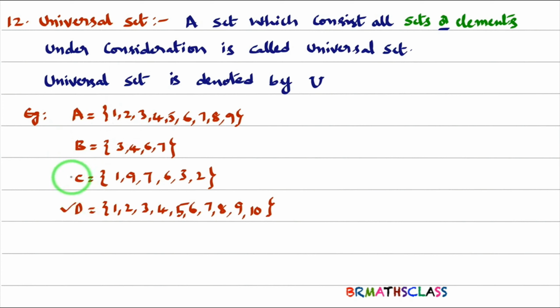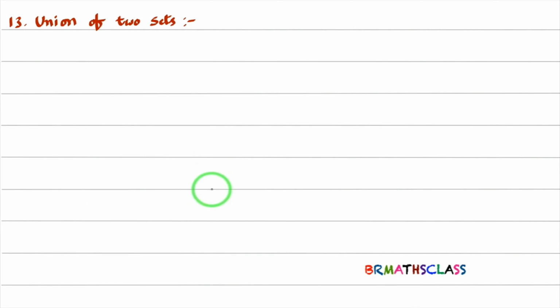All the elements present in C are present in D. So what you identified? The set D consists of all the elements under consideration. Therefore, D is the universal set in this consideration. Operations on sets. First operation is union of 2 sets.